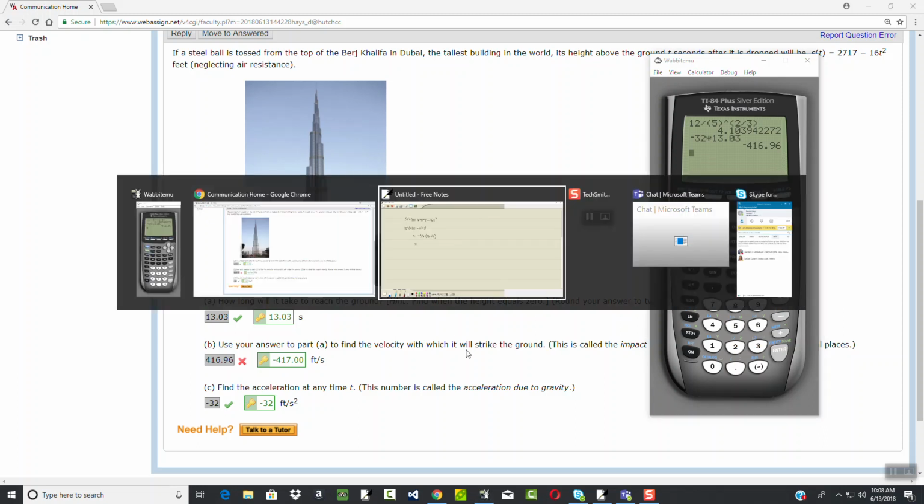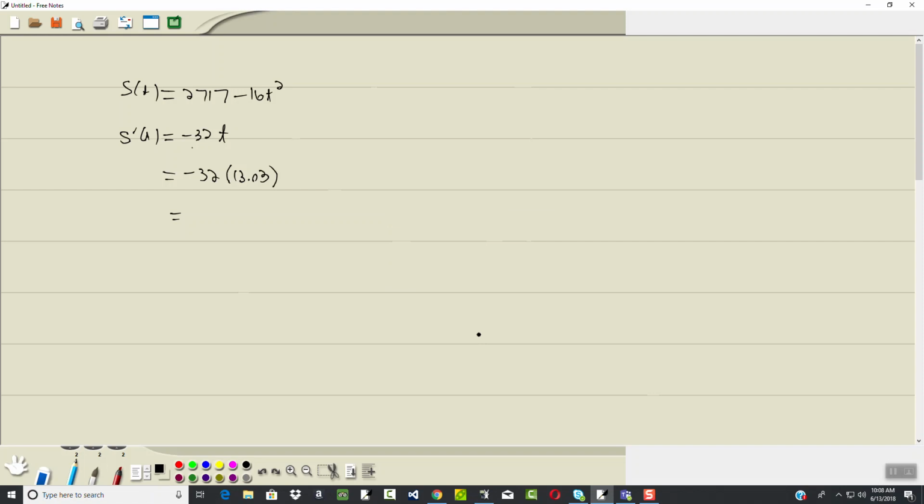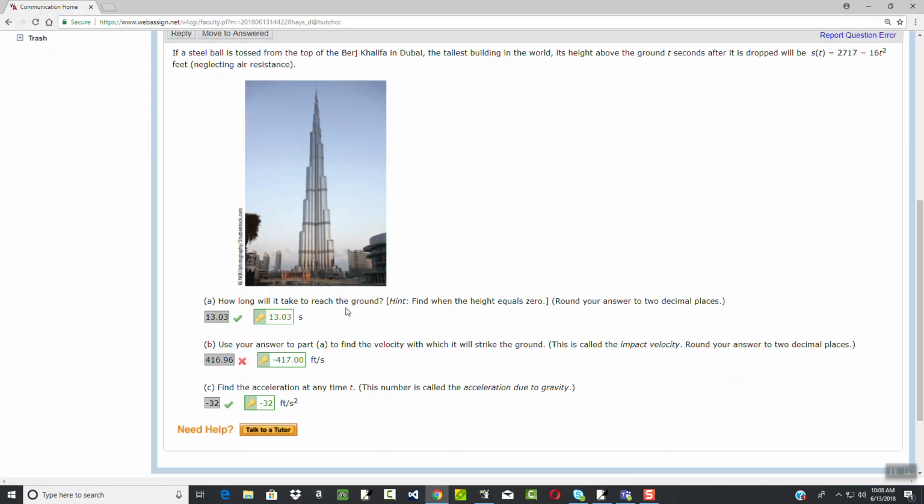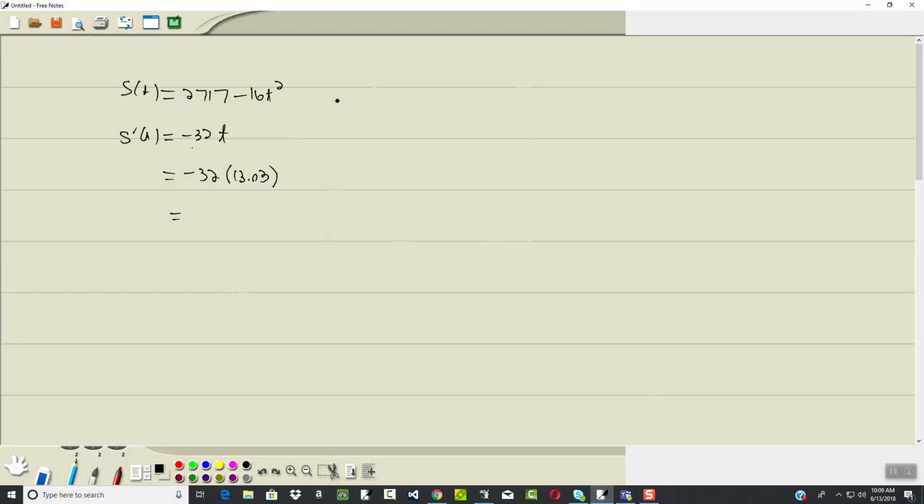Let's go back to our first problem, and this is a rule no matter where you are in mathematics. We wanted to find how long it will take to reach the ground, which means finding when the height equals 0. So I put 0 in here. 2717 minus 16t squared. Move negative 16t squared over here and I get positive 16t squared equals 2717. Divide both sides by 16. The square root property says you drop your square and put a plus or minus square root on the other side. But negative time doesn't make any sense, so I'm just going to have the square root of 2717 over 16.